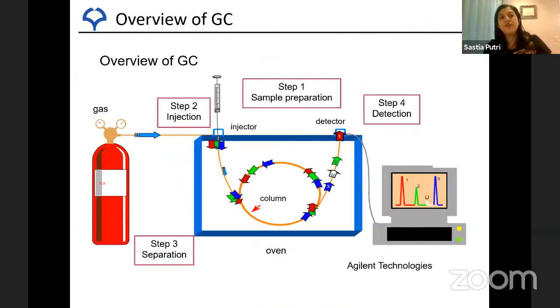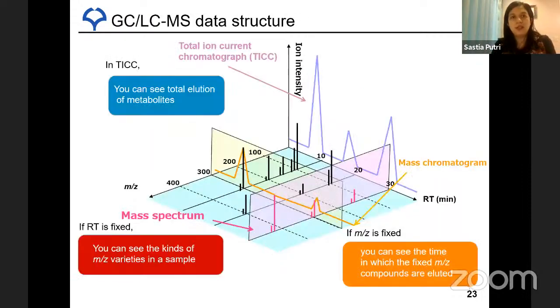So this is just an overview of GC. First, you do the sample preparation, and then the sample is injected, and we use gas as the mobile phase for the separation. Sometimes we use hydrogen, sometimes we use helium. Many different kinds of gas can be used. And then afterwards, we use it in the column. The samples move inside the column, and then afterwards it goes to the detector, and the first step is the detection.